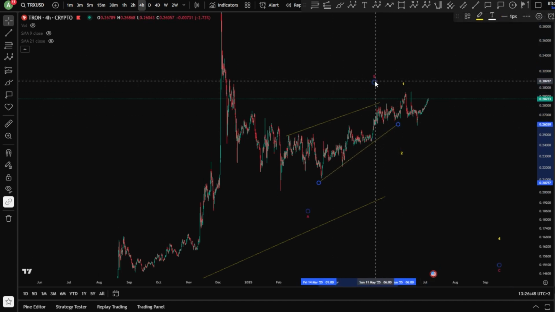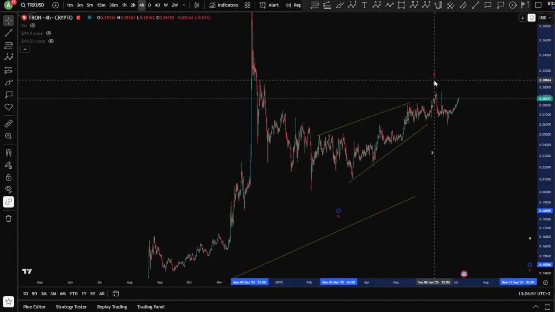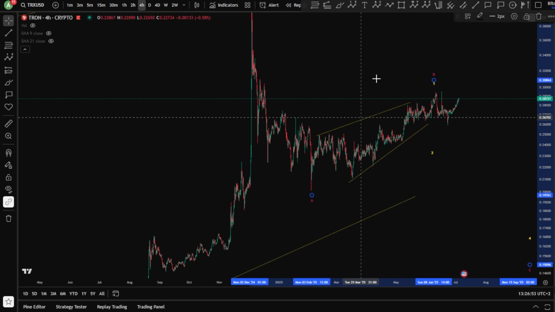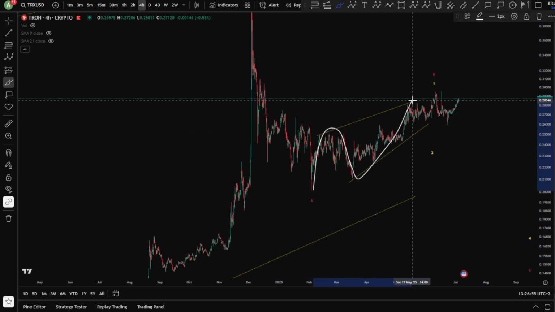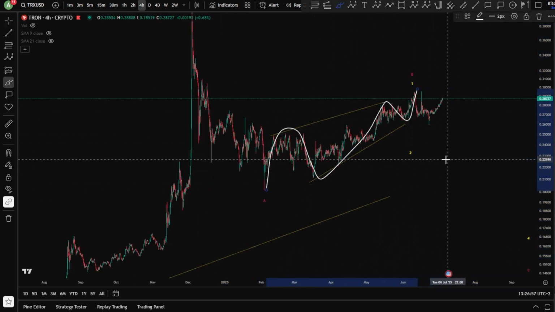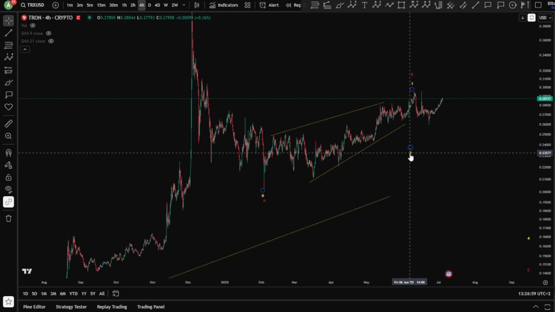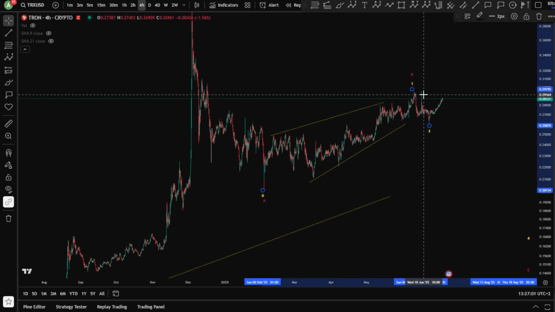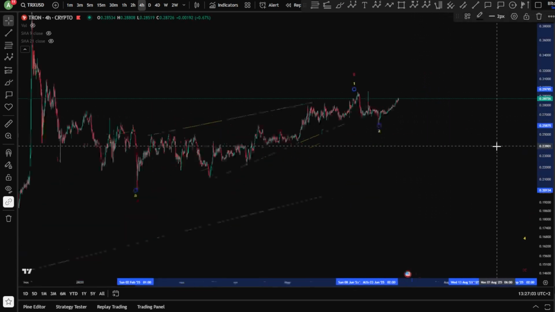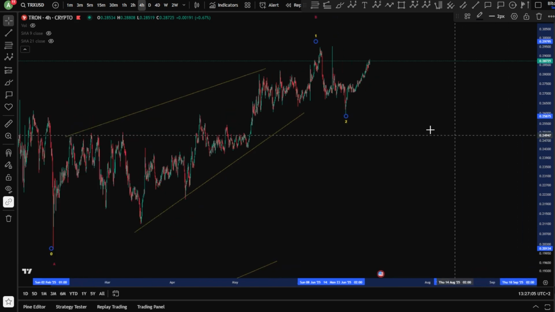Okay, so if we are looking at this new channel here as 1, 2, 3, 4, and a 5, this is a nice diagonal. I would say this can be a wave 2 here, also finished ABC, and then you're still looking for higher toward the upside.